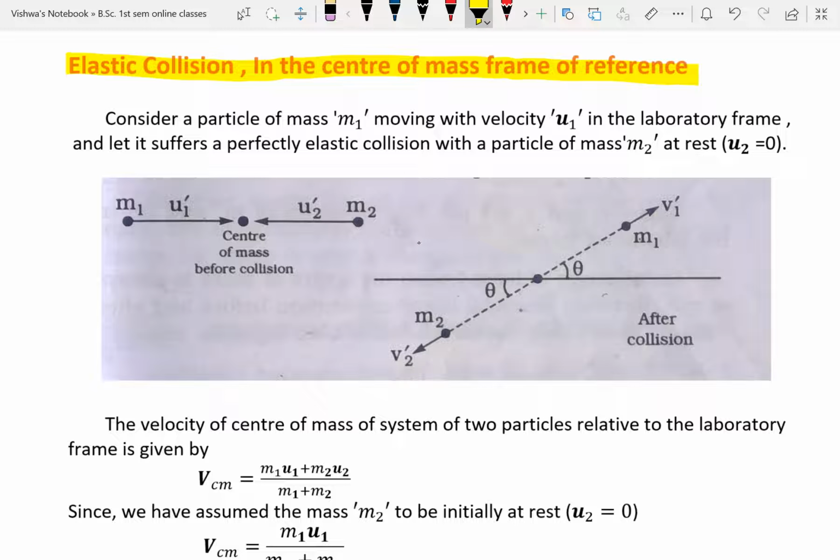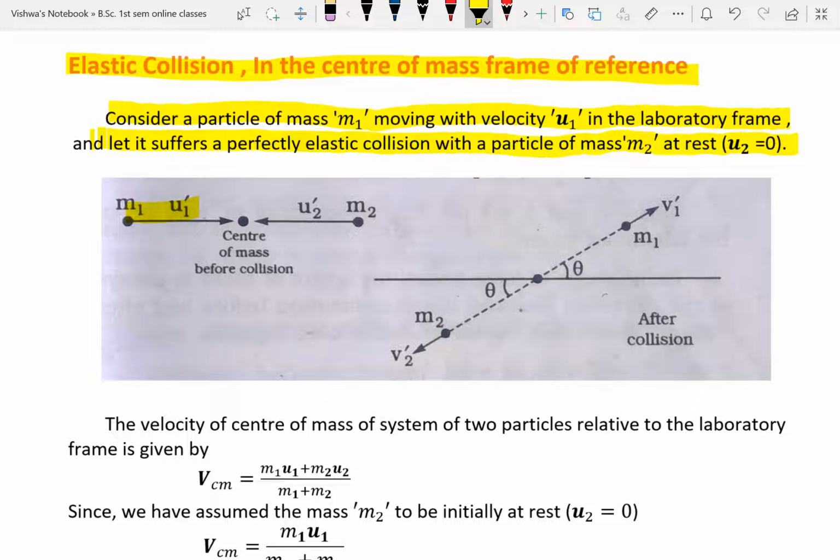Here consider a particle of mass m1 moving with velocity u1 in the laboratory frame, and let it suffer a perfectly elastic collision with a particle of mass m2 at rest. Here also two particles are there. Initially we are considering those two particles in the laboratory frame of reference. So one particle of mass m1 is moving with velocity u1 and another particle of mass m2 is at rest.